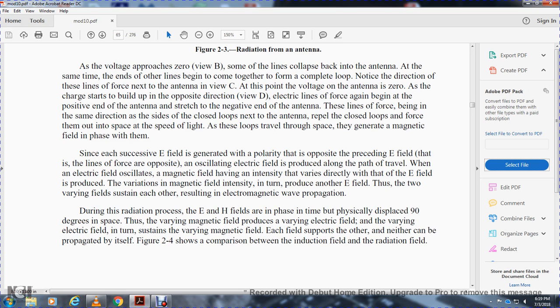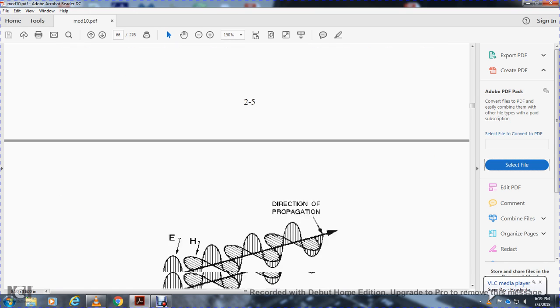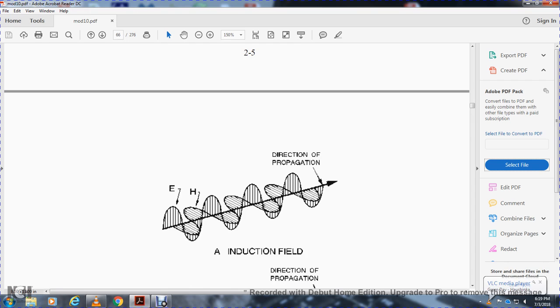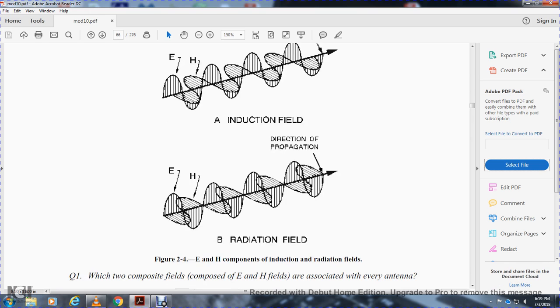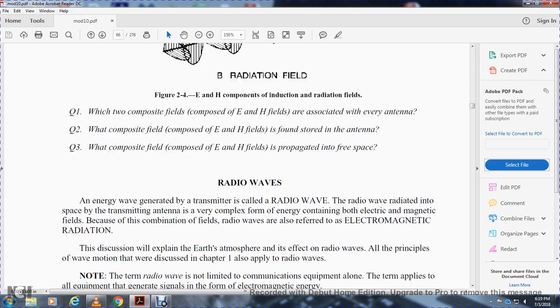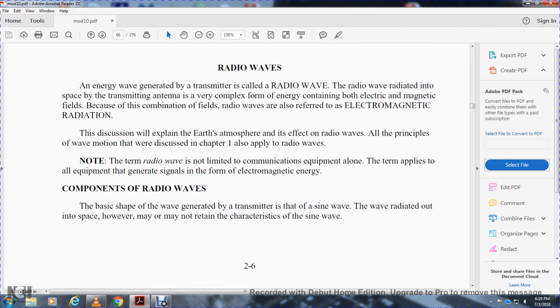The varying magnetic field produces the varying electric field, and the varying electric field in turn sustains the varying magnetic field. Each field supports the other; neither can be propagated by itself. Figure 2.4 shows the comparison between the induction field and the radiation field. The induction field shows the magnetic and electric fields in the direction of propagation. Radiation field, magnetic and electric.